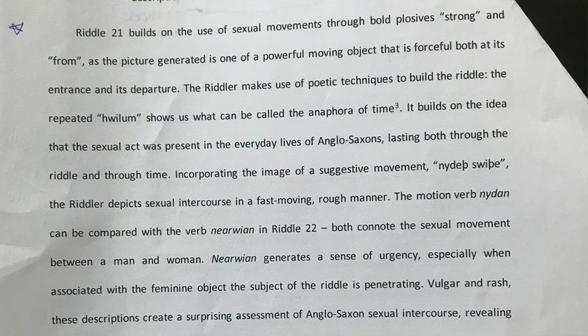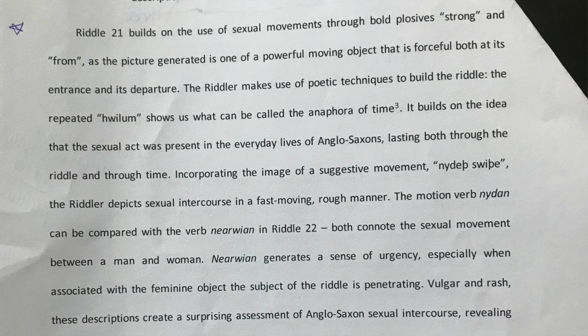For example, Riddle 21 builds on the use of sexual movements through bold plosives, strong and firm, as the picture generated is one of a powerful moving object that is forceful both at its entrance and its departure. The riddler makes use of poetic techniques to build the riddle. The repeated whilom shows what can be called the anaphora of time. It builds on the idea that the sexual act was present in the everyday lives of Anglo-Saxons, lasting both through the riddle and through time.